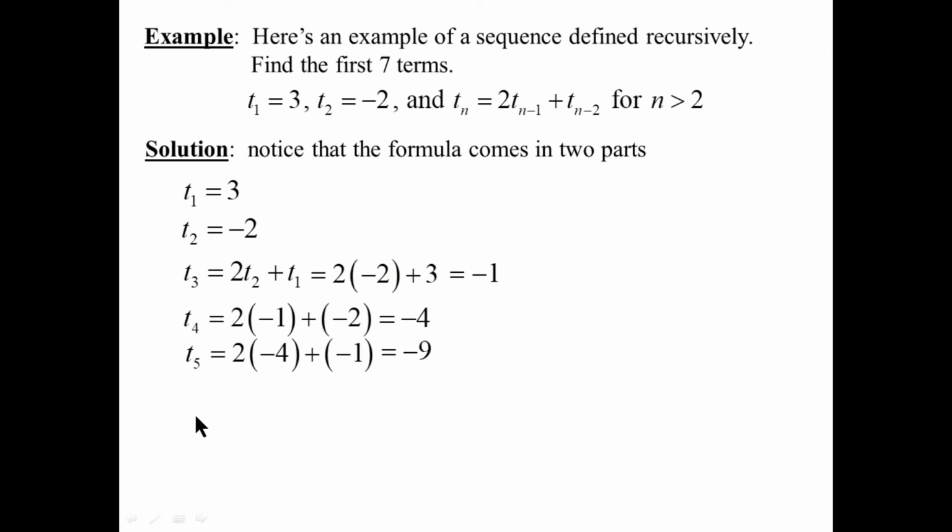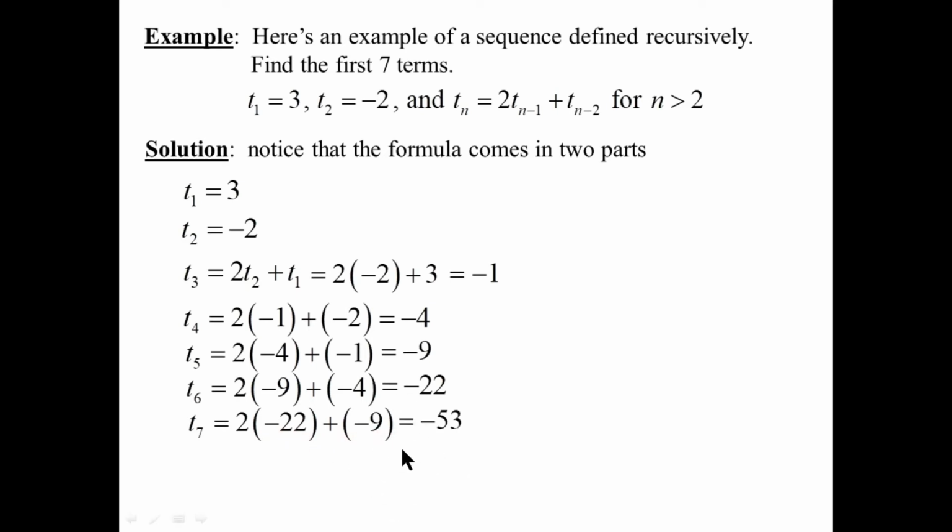T sub 6, 2 times the previous term, 2 times this guy, plus the one that came before that, this guy, minus 18, subtract 4, minus 22. And finally, T sub 7. 2 times the previous term plus the one that came before that. 2 times minus 22 is minus 44. Subtract 9, minus 53.